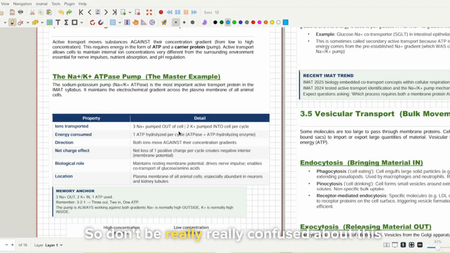So don't be really confused about this topic. These are the things that you need to just memorize. Don't go in too deep right now in this chapter. We will go deep into this concept when we are discussing nerve impulse, synapses, and how these kinds of impulses move in your nerve cells.